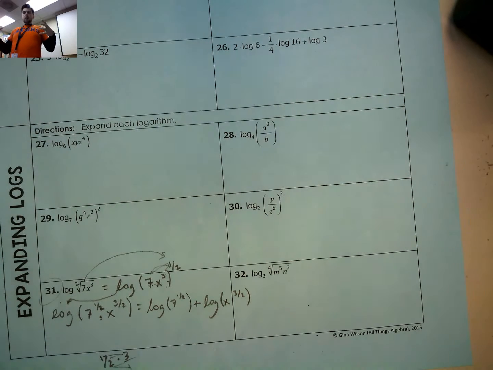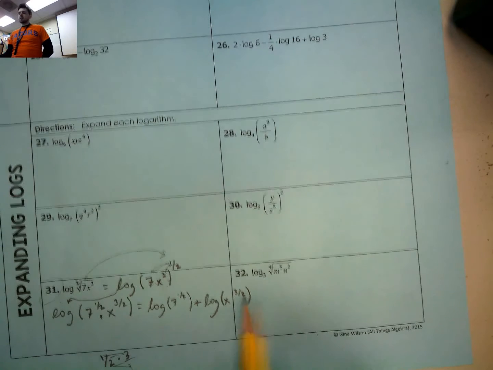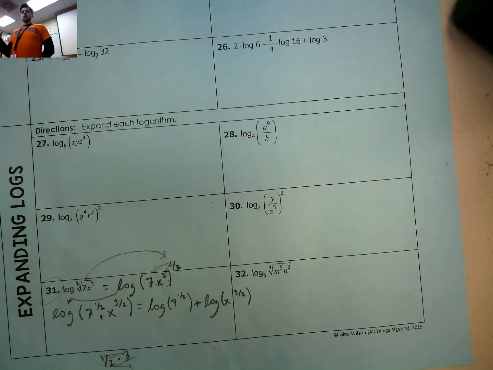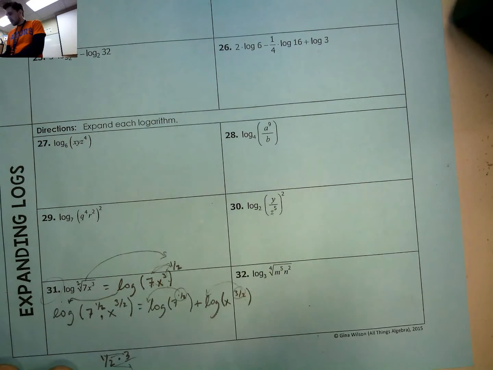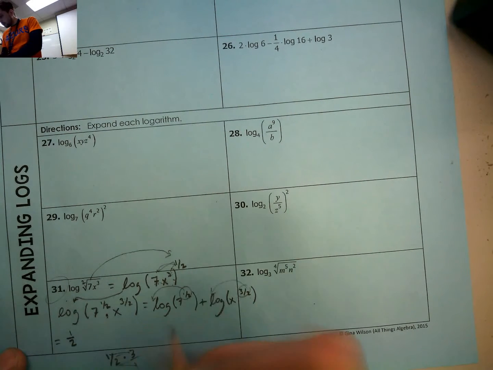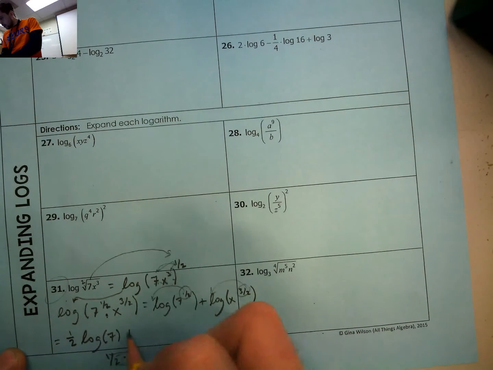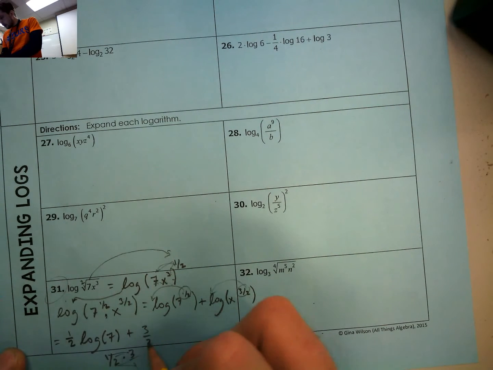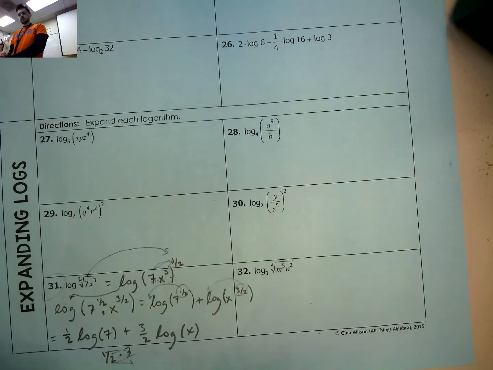Okay. We're almost done. We expanded it out, but we can get these exponents outside of there also. Remember, exponents inside turn into multipliers on the outside. So bring the 1/2 out front, bring the 3/2 out front, and our final answer would look something like this. 1/2 log of 7 plus 3/2 log x.